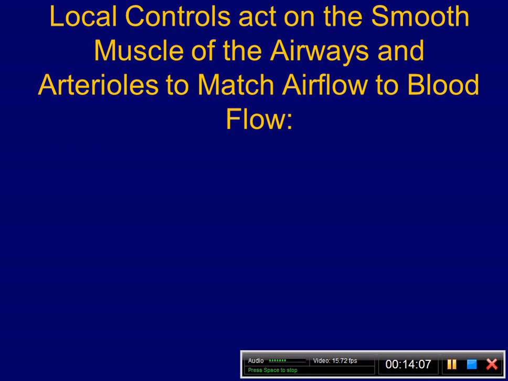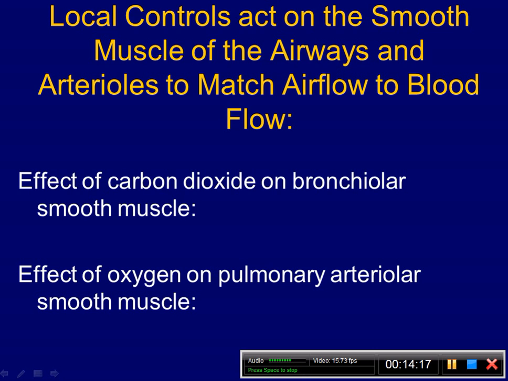Okay, let's see, we talked about this in lab too, so local controls on smooth muscle airways and arterioles. What you really want to pay attention to are the 2 words at the end of these sentences here, the bronchiolar and the arteriolar. What's controlling your bronchioles according to the sentence? Carbon dioxide. What's controlling the arterioles according to this second sentence? Oxygen. Which one's carrying blood? Arterioles. Which one's carrying air? Bronchioles. Your airway is controlled by carbon dioxide. Your bloodway through the lungs is controlled by oxygen.